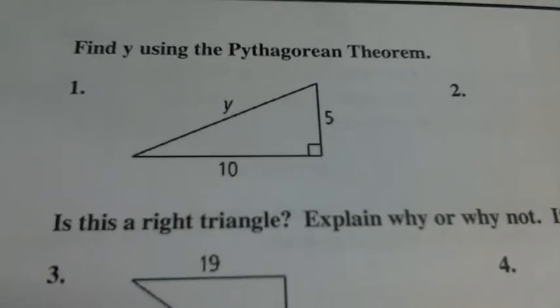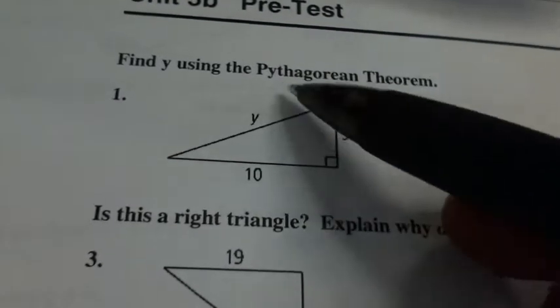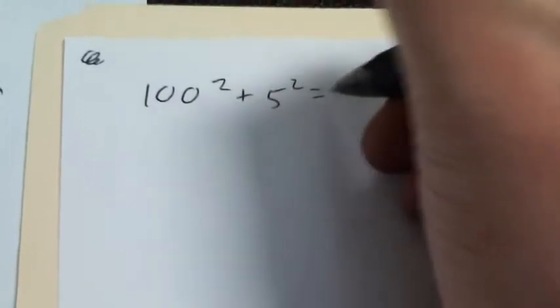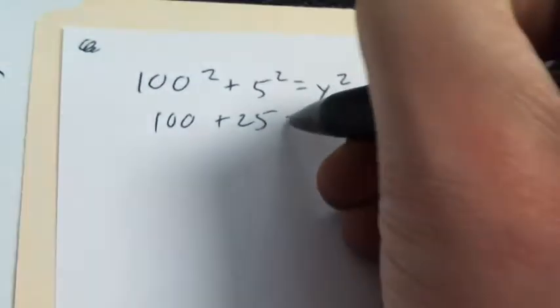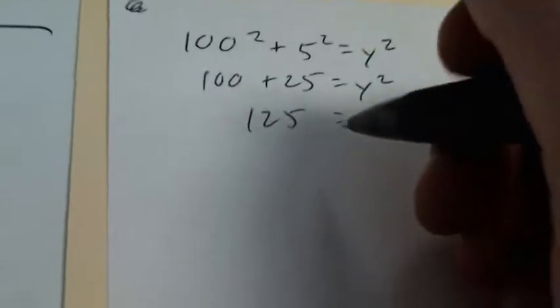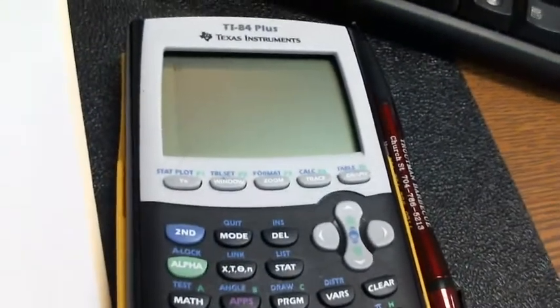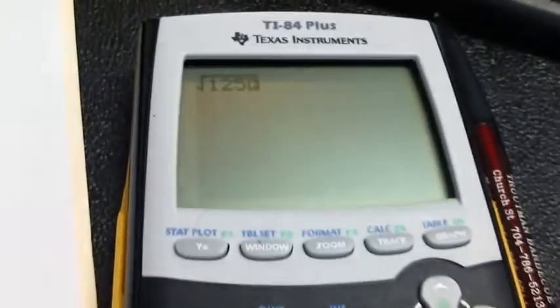Now find y using the Pythagorean theorem. That means 100 squared plus 5 squared equals y squared. Means 100 plus 25 equals y squared. It's 125 equals y squared. Square root of 125 equals y. 11.2.